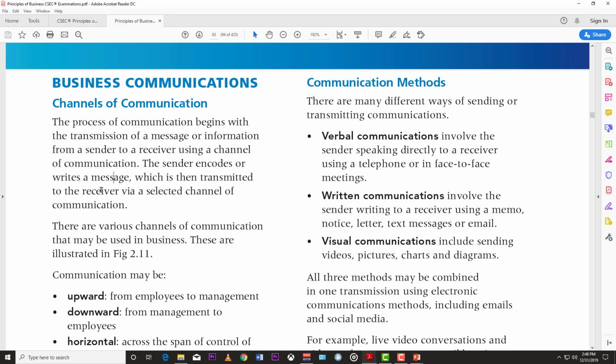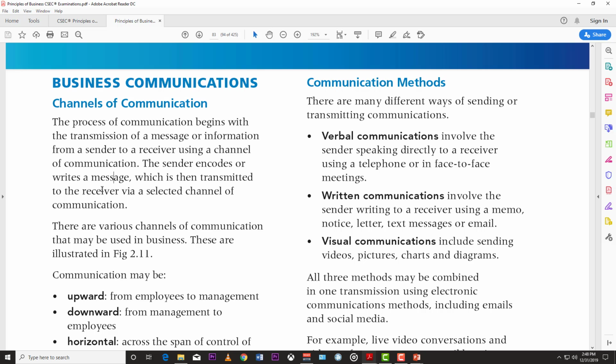And then it is transmitted to the receiver. So that's the next element in the communication process: the receiver, who would then decode what the message might have said. And so that's it. But then you can have a reverse channel. You can have feedback, where the receiver would decode whatever the message was and then send feedback to the initial sender. So those are the elements of the communication process.